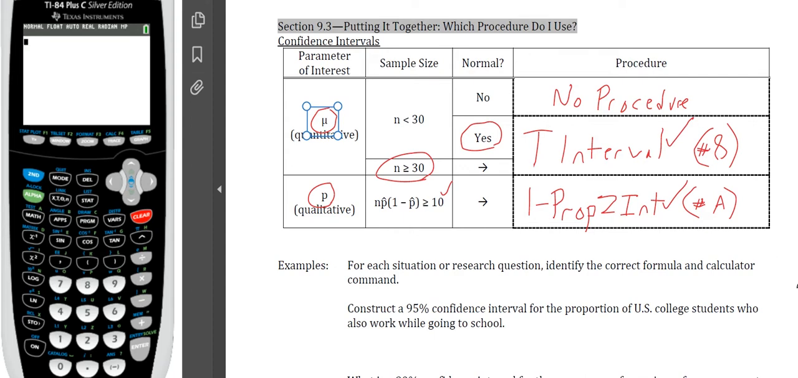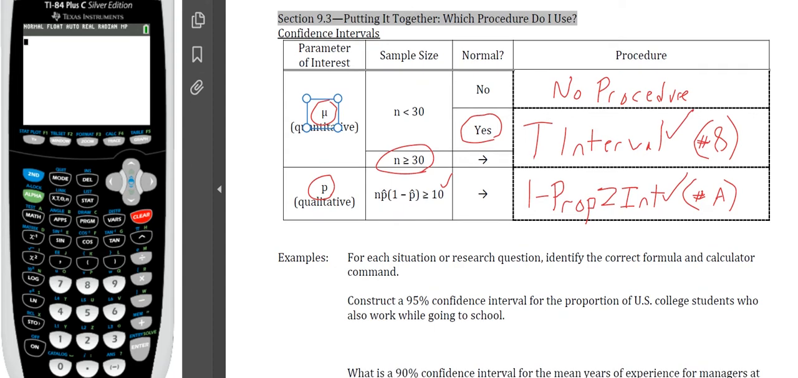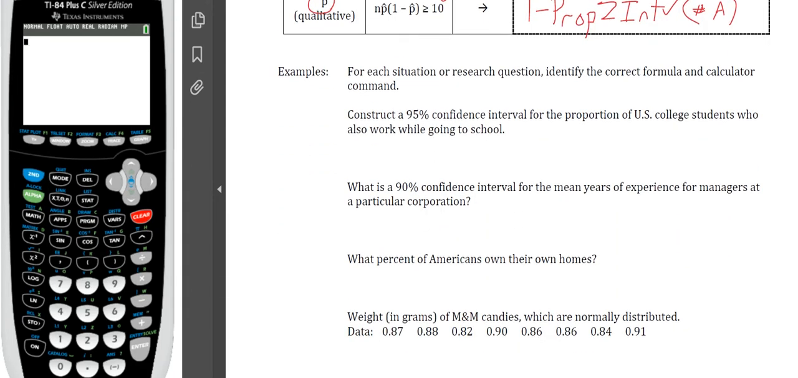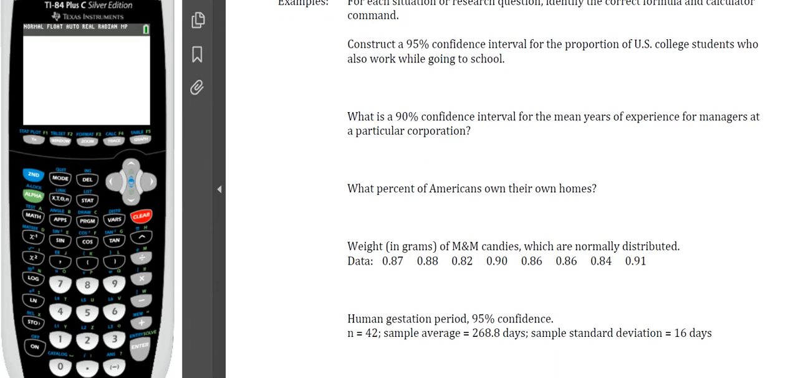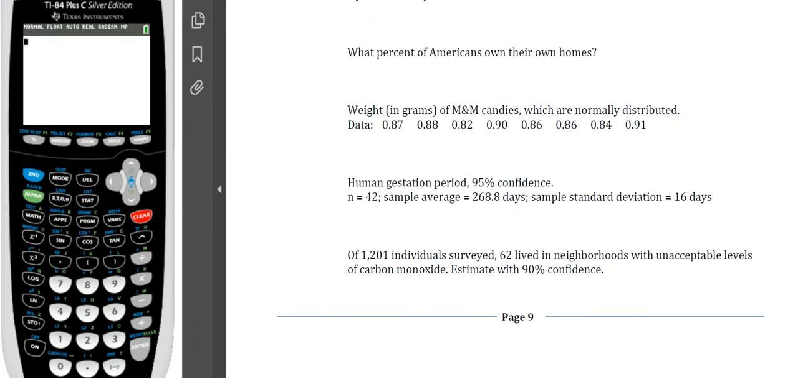So what we're going to talk about on the examples down here is looking at the situation, trying to figure out which one is going to be appropriate: t-interval or 1-PropZInt.